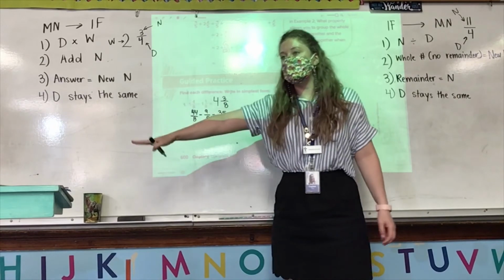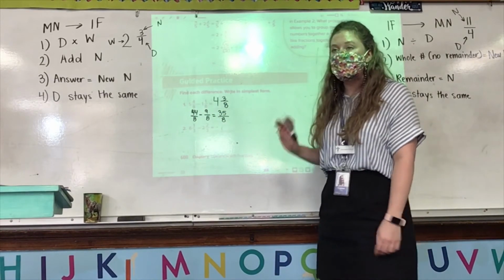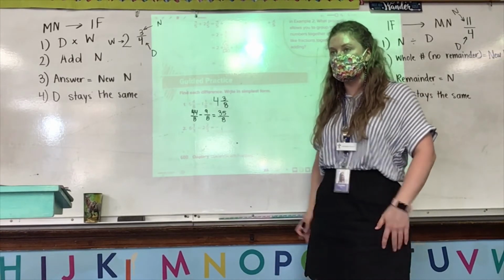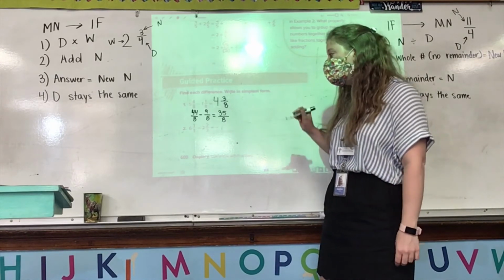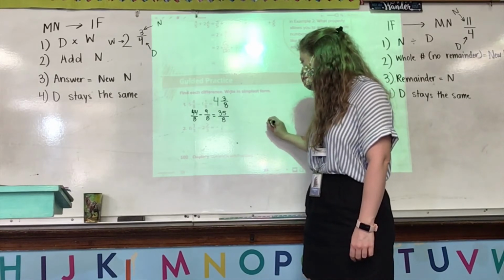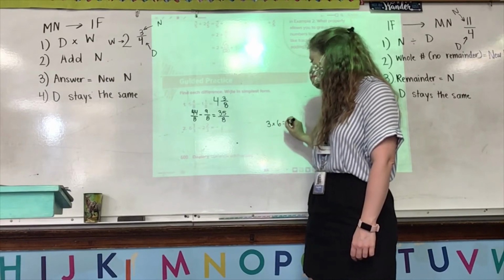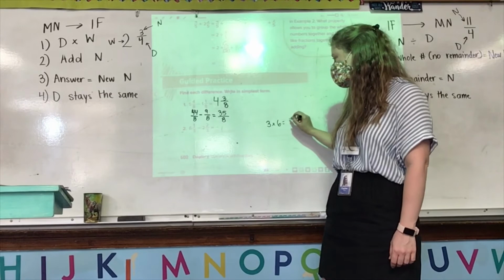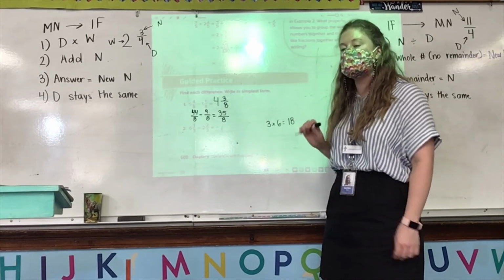Now we can go to the anchor chart, because now we need to turn our minuend, 6 and 1/3, into an improper fraction. So what do we do first? Tell me in words first, please. Multiply the denominator by the whole number. What's the denominator? 3. What's the whole number? 6. 3 times 6 is? 18.